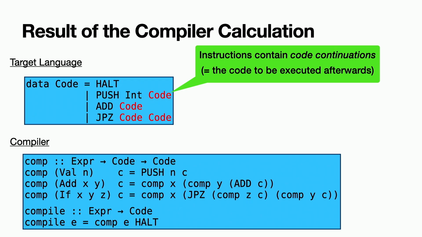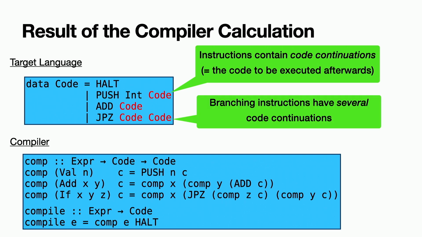So each instruction comes with a code continuation, right? For example, push says, well, push some integer on the stack, and after that, continue with this code that is given here. Similar for the add instruction. But it also means that if you have a branching instruction like the jump if zero, a conditional jump here, this has to have two continuations, one for each of the two possible outcomes of this check.